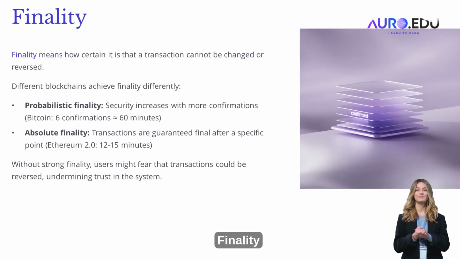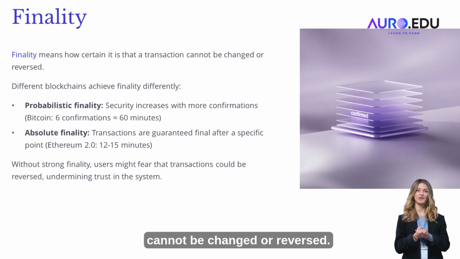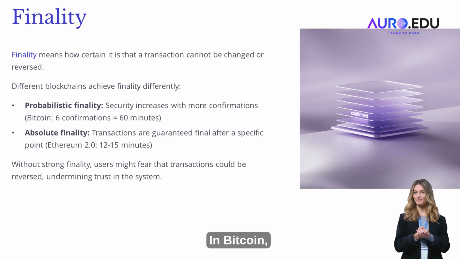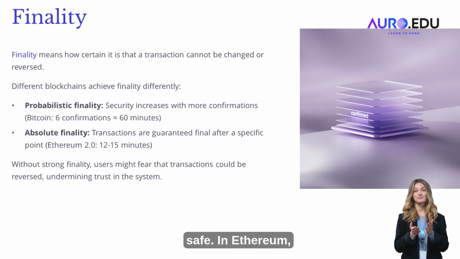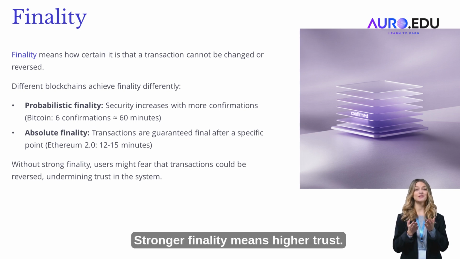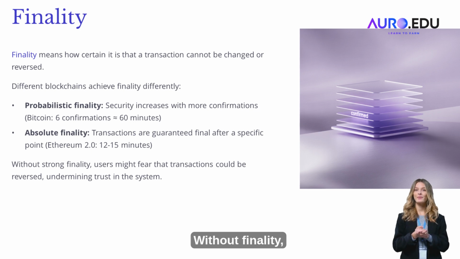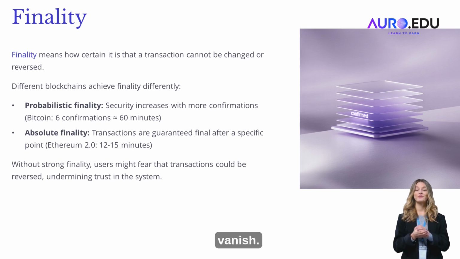Finality. Finality means how certain it is that a transaction cannot be changed or reversed. In Bitcoin, you usually wait for 6 confirmations to be safe. In Ethereum, finality is reached after a few minutes. Stronger finality means higher trust. Without finality, people might fear that transactions could vanish.